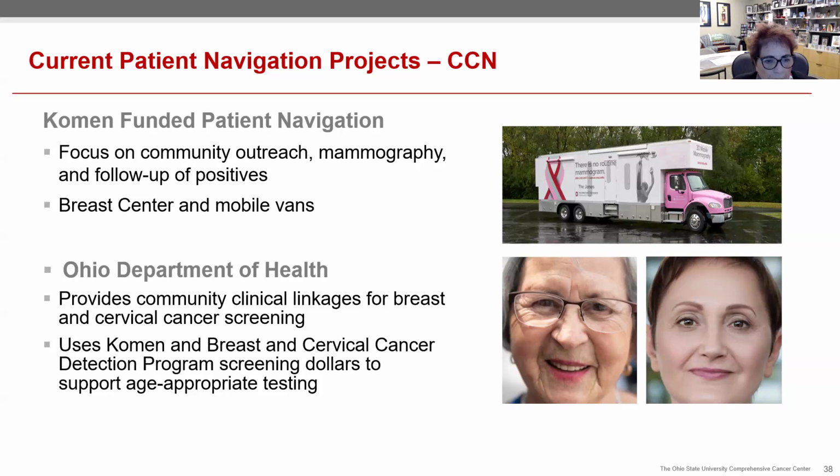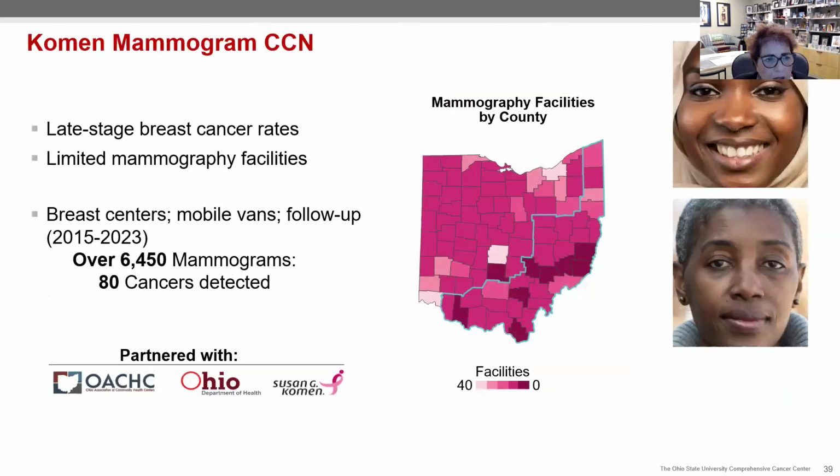They're a great partner. We've worked closely with the Ohio Department of Health. They actually gave us a small grant to help enroll more women onto the breast and cervical cancer detection program and to get increased age-appropriate screening. And this initiative really focused on the counties that have no mammogram facilities that are here in these dark colors. So those are the counties that we really focused on taking our mobile van to.